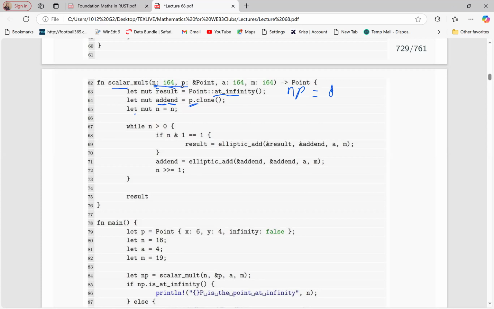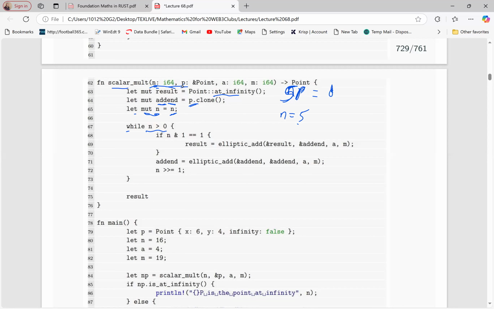Then let mut n be n. So n again will be n. For instance, if you want to get 5p, you begin by n being 5, but it will be mutable, to be changing. So where does it change to? So we say, while n is greater than 0.